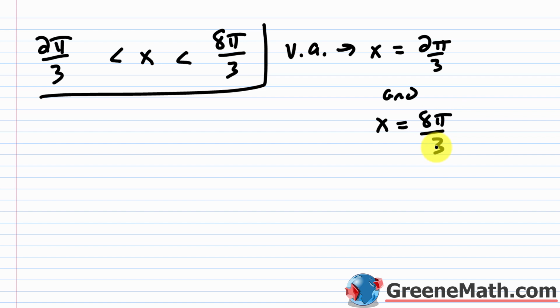Now, in some cases, the book will not ask you for this. They'll say, just give me the asymptotes. So in that case, they want a formula to find all the asymptotes. So you could start with 2 pi over 3 or 8 pi over 3. It doesn't really matter. You could just say that it's x equals 2 pi over 3, and then plus, you need to know the period.